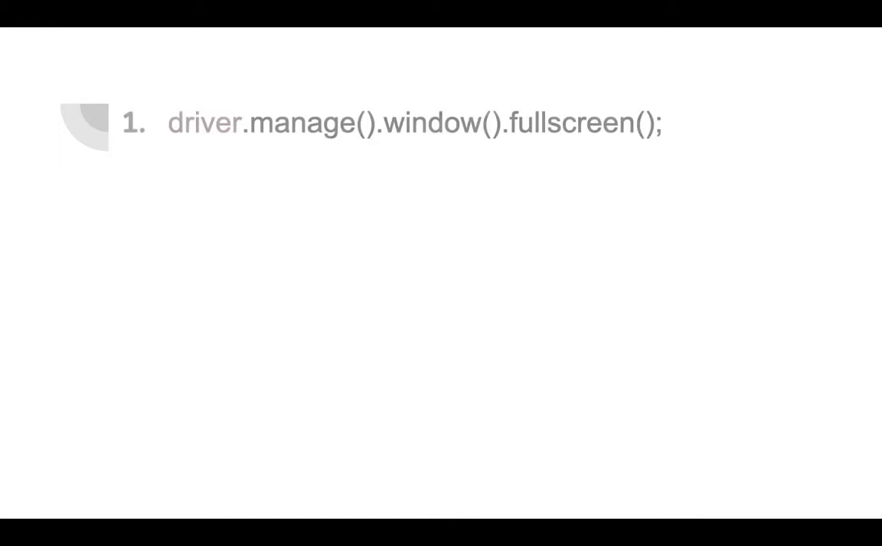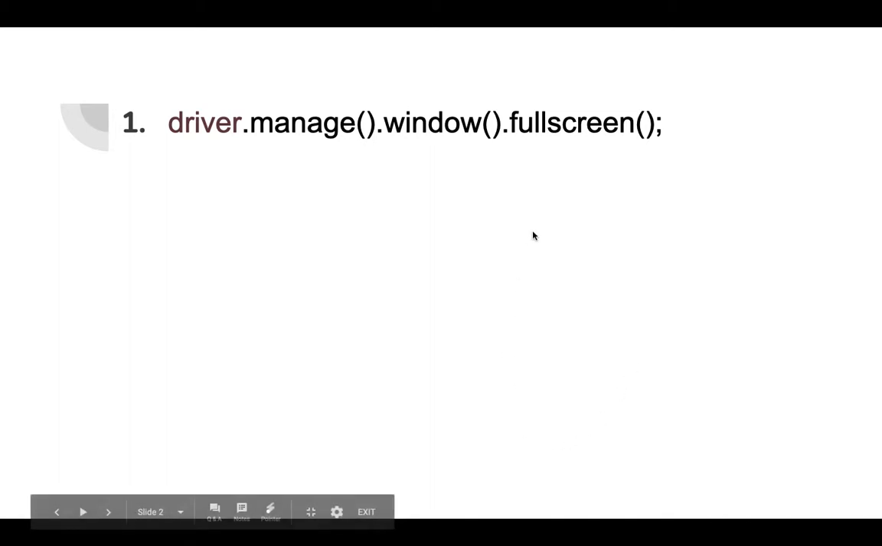So we have some methods under the window interface. First is fullscreen. Once I use the fullscreen method in the window interface with Selenium, it will increase the size of the browser up to full screen, like your system full screen. So let's see it at the code level.